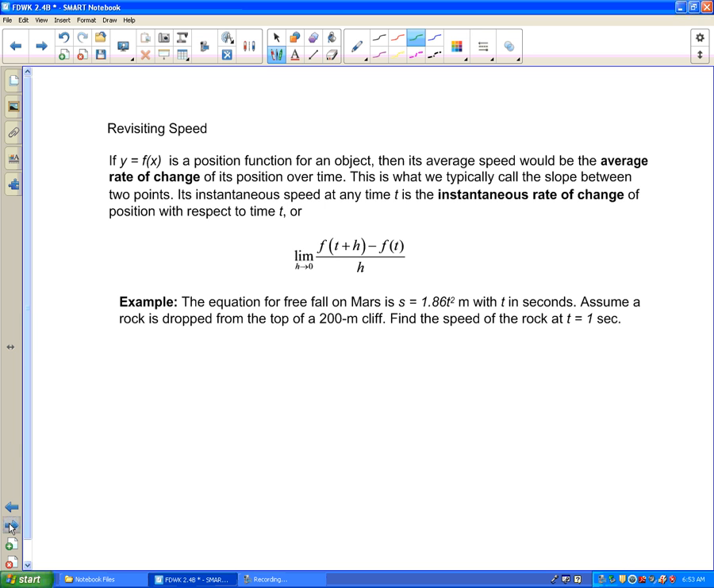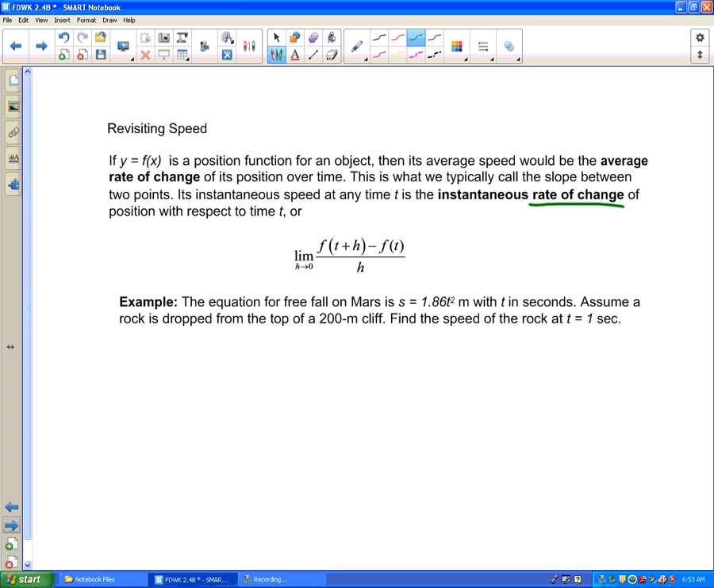Later, instead of using the word instantaneous rate of change all the time, we're going to tend to just call it rate of change. So that will always mean instantaneous rate of change. For average rate of change, we'll say average rate of change.